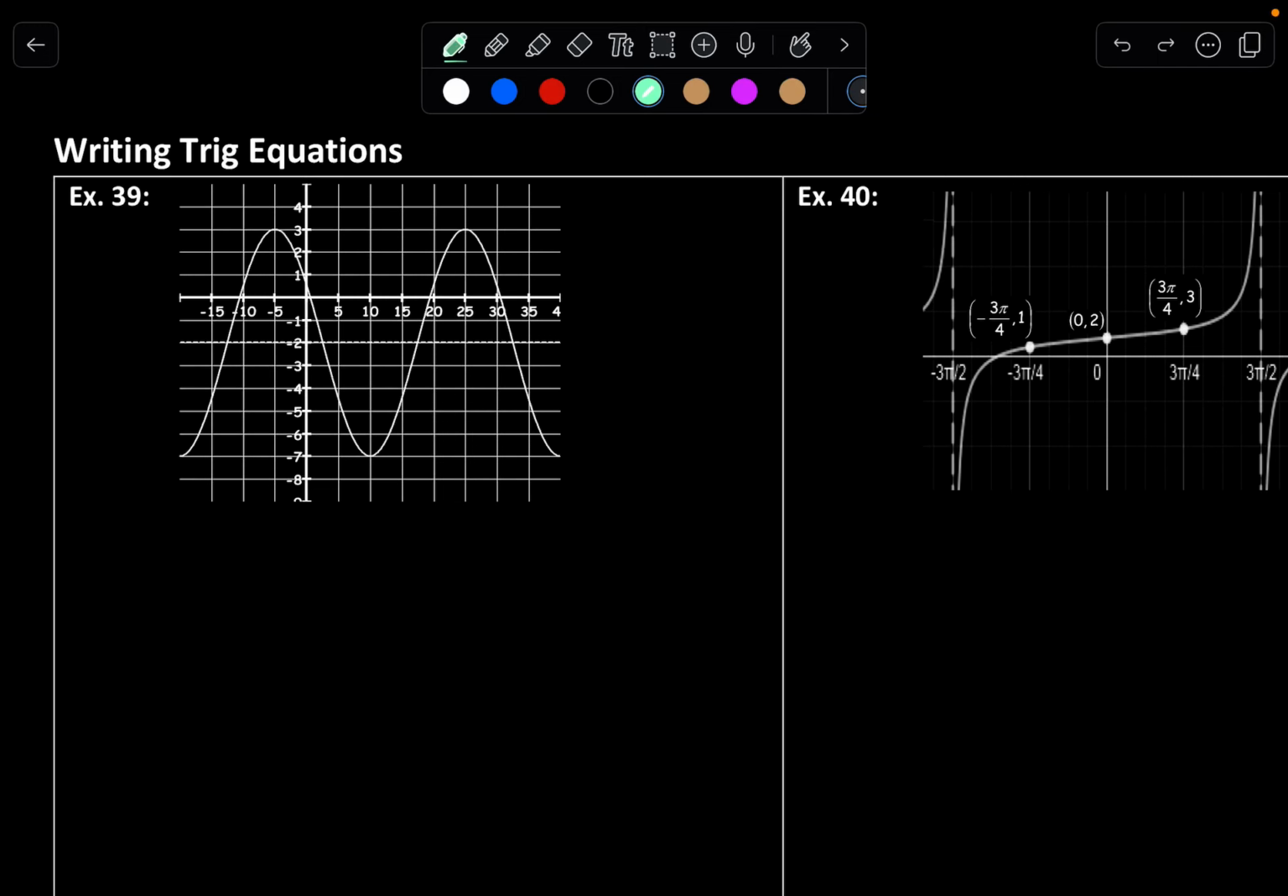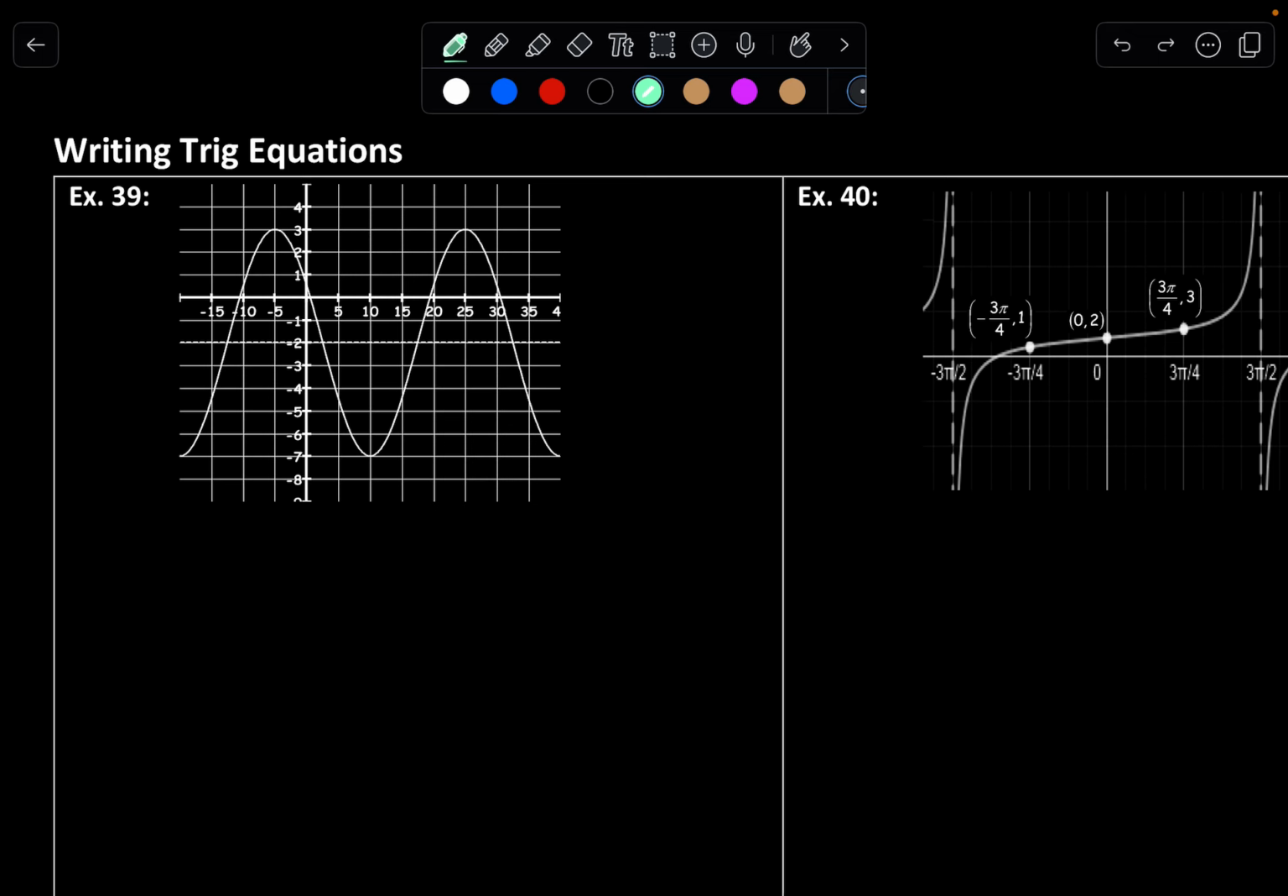The next topic in trig transformations is writing trig equations. So we're going to be given a graph, and then we need to write a function rule for that graph. The goal is to recognize one of the 6 trig expressions that we've been talking about, and then apply the proper transformations to that expression in order to map out what is happening on the graph. So fair warning, there are multiple answers for all of these.